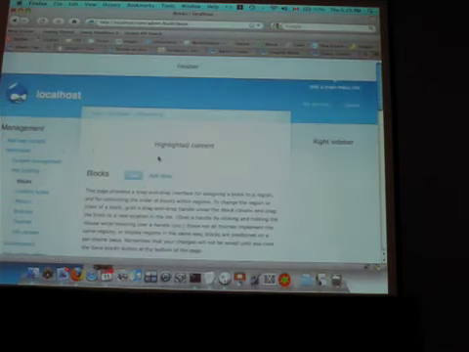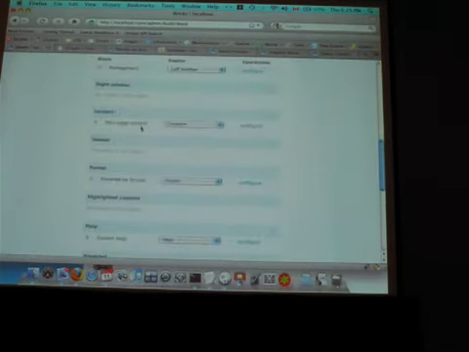Blocks page is pretty much the same, although this is interesting. The content region is now a block region. And that has big implications.